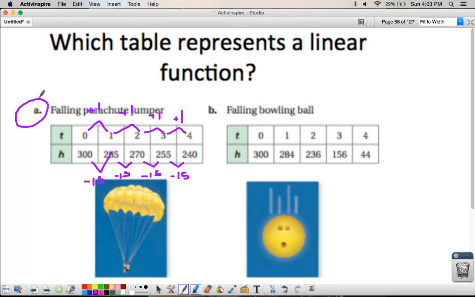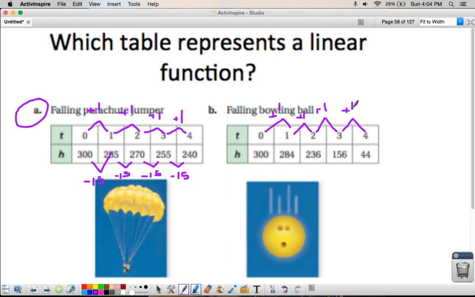But I still want to look at B, the falling bowling ball, to see if that's a linear function too. All across the top, just like the last one, I add 1, I add 1, add 1 again, add 1 again. Now we're going to look at the bottom.